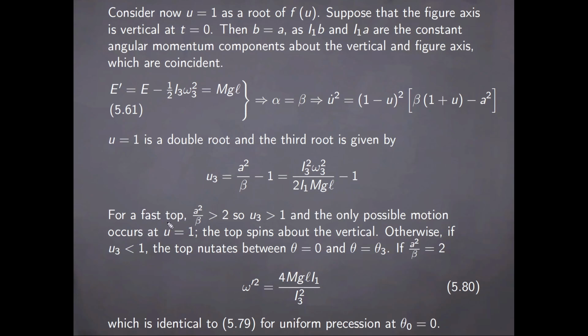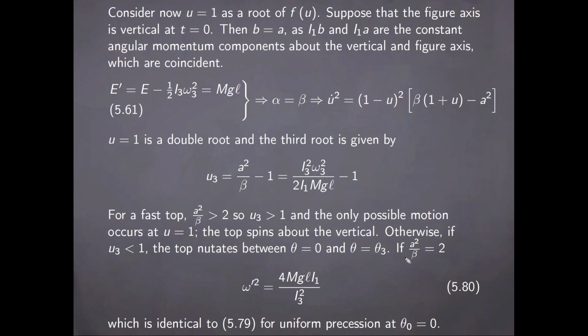In the case of a fast top, a squared over beta will be much greater than 2. So in this case, this third root will be greater than 1. And then the only possible motion occurs when u itself is equal to 1. So the top simply spins about the vertical. Otherwise, if it happens that u3 is smaller than 1, the top will nutate between theta equals 0 and theta equal to the value corresponding to u3.